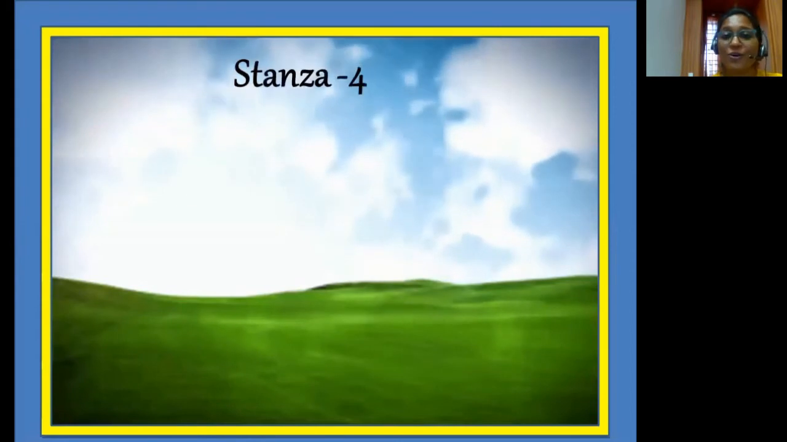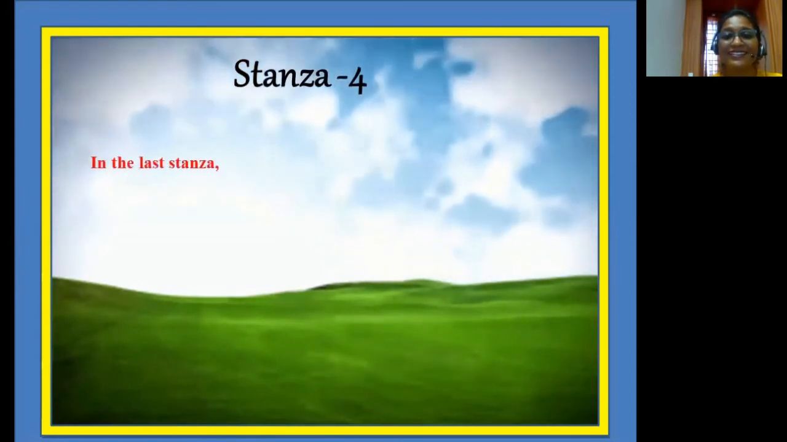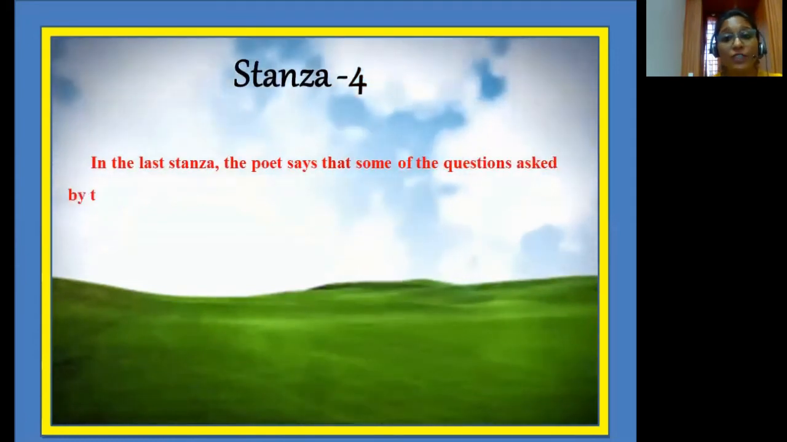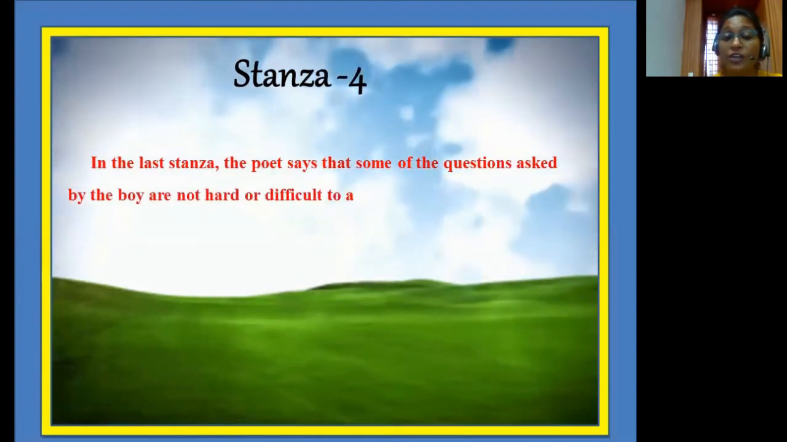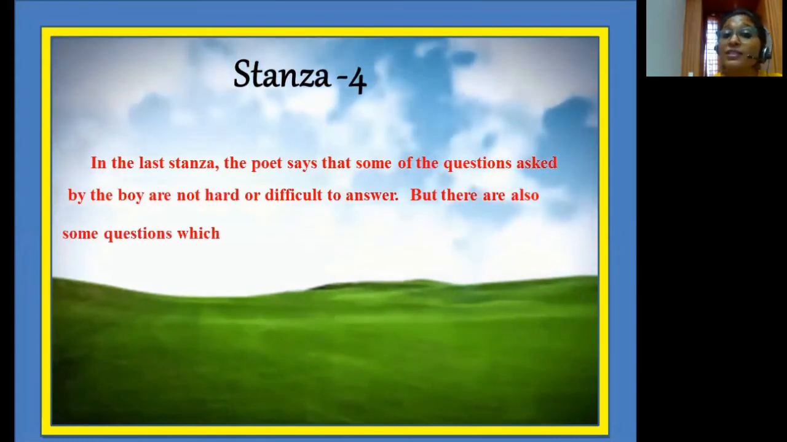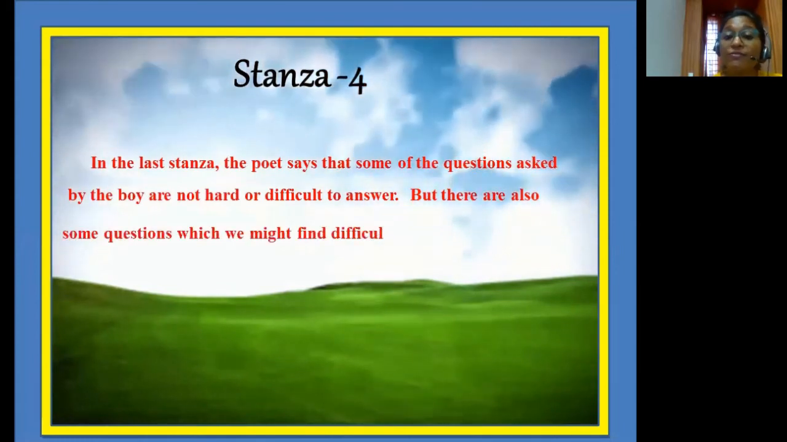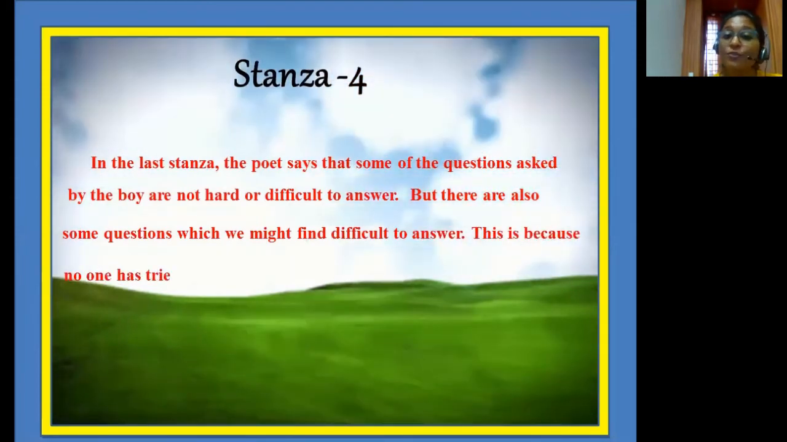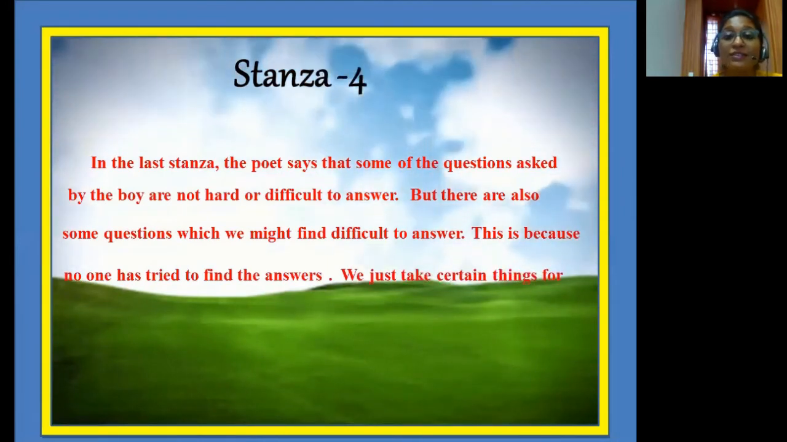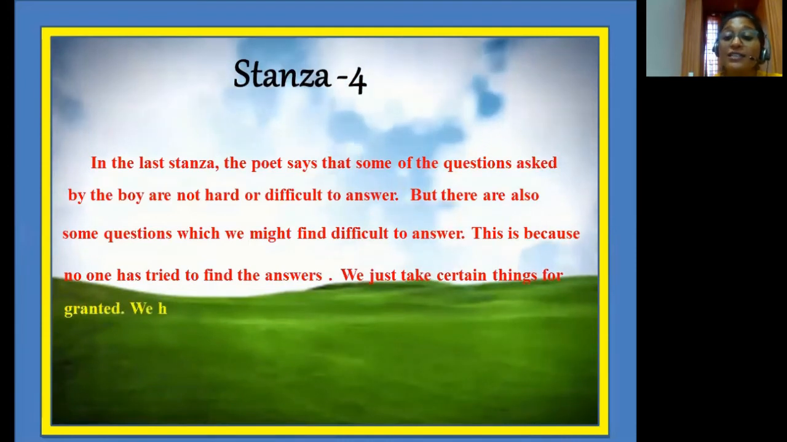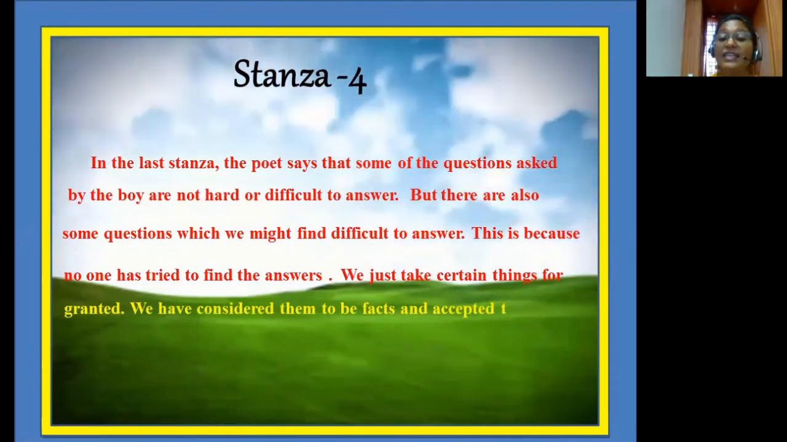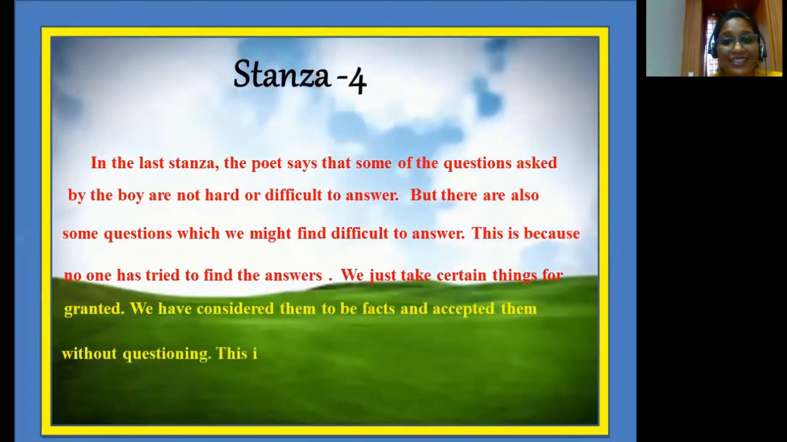Explanation to stanza 4. In the last stanza, the poet says that some of the questions asked by the boy are not too hard or difficult to answer. But there are also some questions which we might find difficult to answer. The reason for this is no one has ever tried to find the answers for certain things or phenomenon. We just take certain things for granted. We have considered them to be facts and accepted them without questioning.